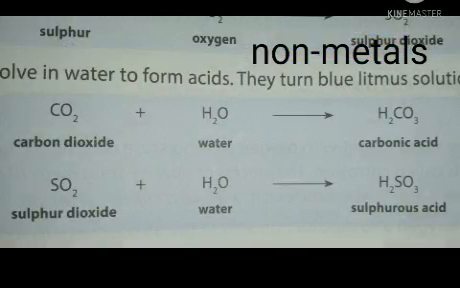So carbon dioxide plus water, that is CO2 plus H2O, will give an acid called carbonic acid, which is H2CO3, which will turn blue litmus to red. Similarly, sulfur dioxide produced on burning sulfur in oxygen will react with water to form the acid sulfurous acid. So SO2 plus H2O gives H2SO3. This is sulfurous acid. This will also turn blue litmus to red. So this is how we differentiate between metallic oxides and non-metallic oxides.